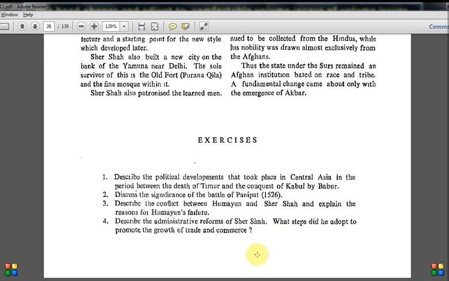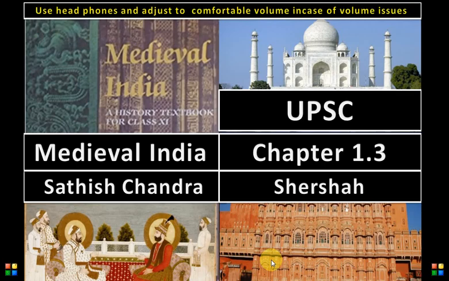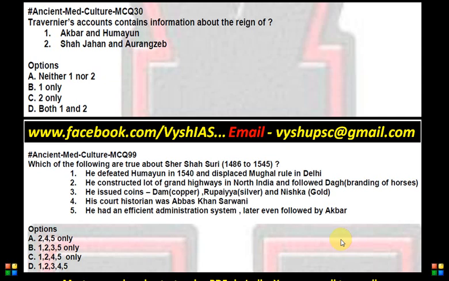We'll see 2 MCQs as usual. Okay, 2 questions. One is this: Travellers' accounts. This kind of question was asked in 2018 prelims also. Travellers' accounts contain information about the reign of whom? 1. Akbar and Humayun, 2. Shah Jahan and Aurangzeb, or both 1 and 2. So try to find this out. It's a combination I made by reading from different places. So try to answer this. If you answer in the comment section, we will give you the right answer also.